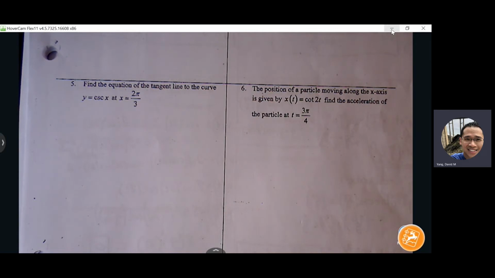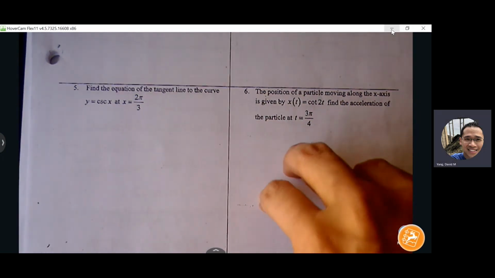Okay, so let's go to page 17. And let's see if we can work through.